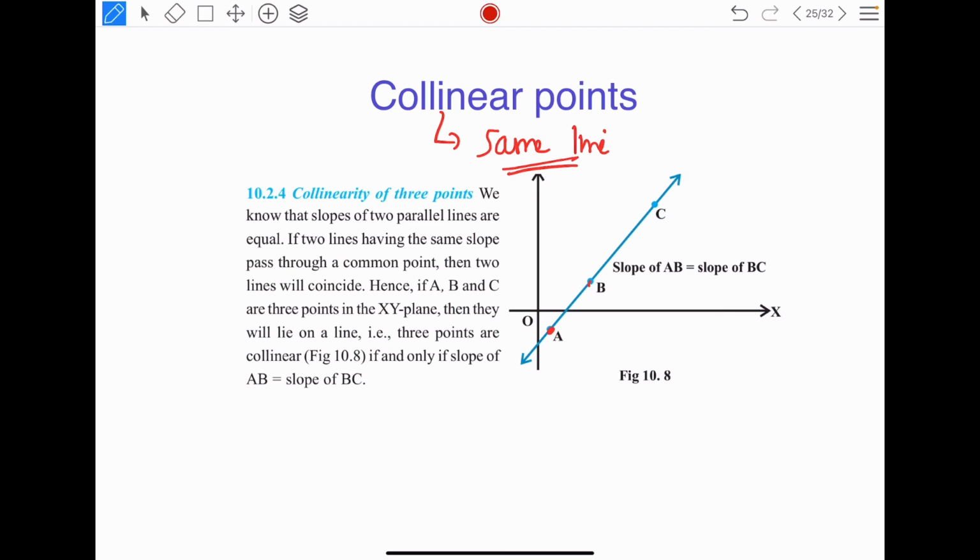You can see point A, point B and point C in this figure. They are lying on the same line. That means they are collinear. There are innumerable ways to show points are collinear. You can put area of triangle is 0. You can put AB plus BC is equal to AC. Lots of methods are there. But let us discuss what the method is using slopes.